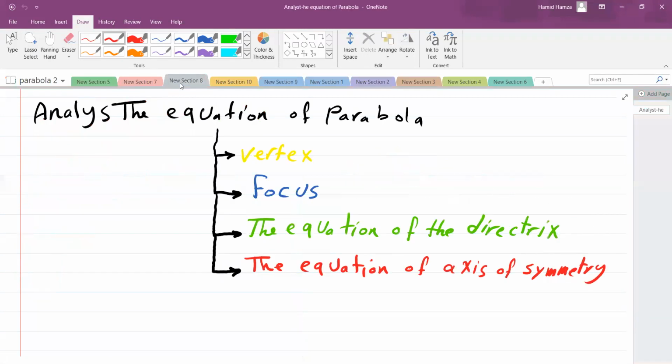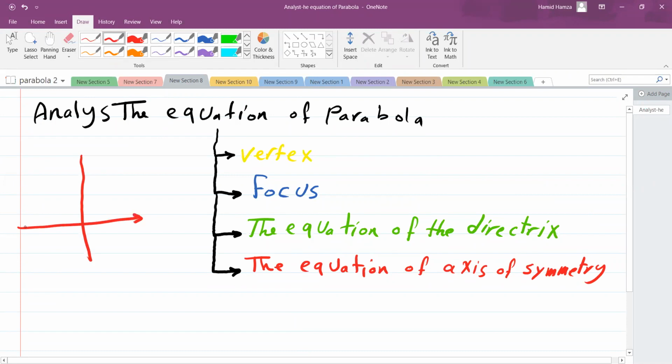Yesterday we studied how to analyze the equation of parabola. What is the meaning of analyze? It means he will give you the equation and ask you to write the vertex, focus, the equation of directrix, and the equation of axis of symmetry. So let's draw just one of them to know the meaning of this word.